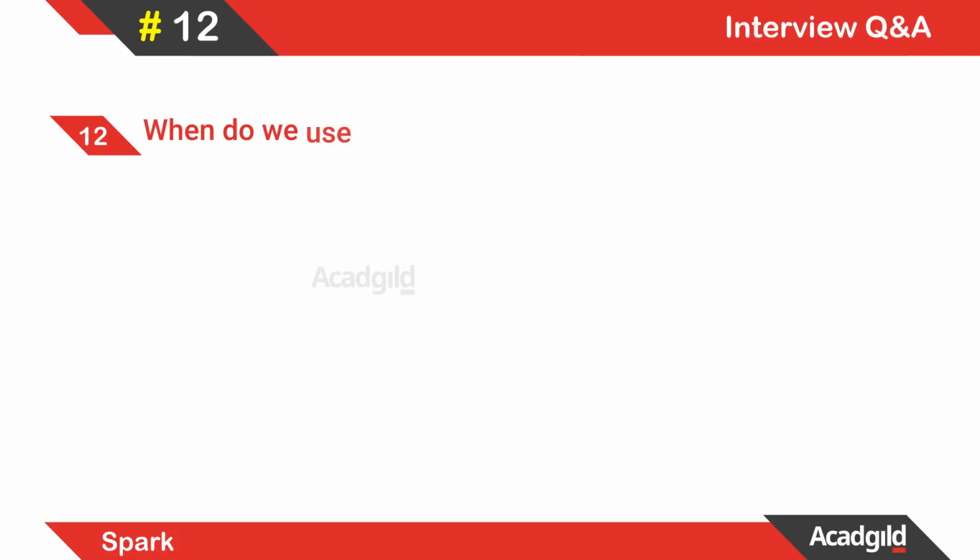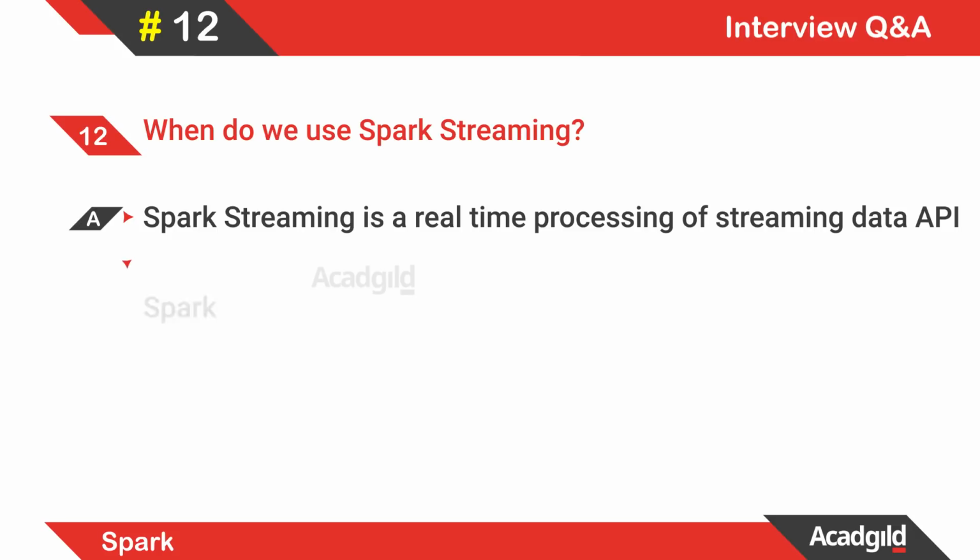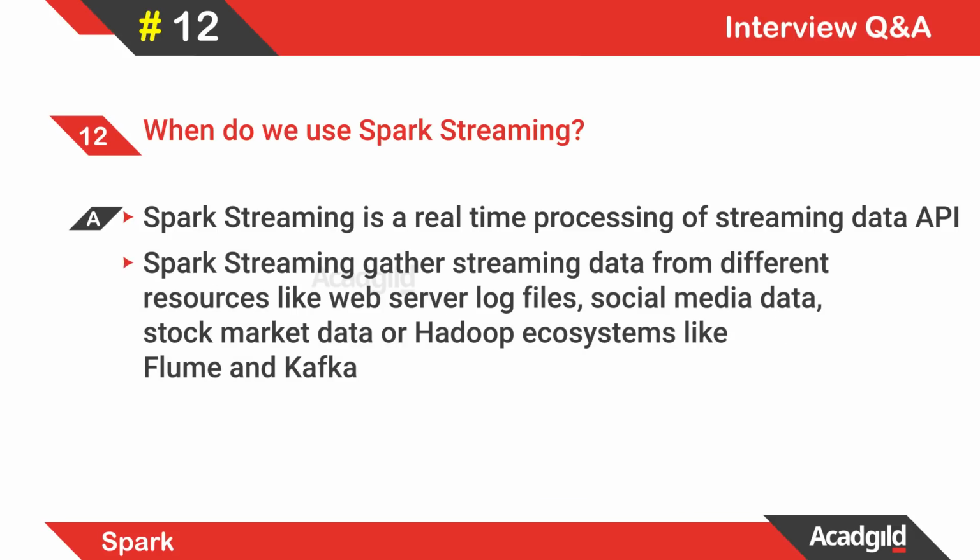So now let's try to understand when we use Spark Streaming. Spark Streaming is a real-time processing streaming API. Spark Streaming gathers data from different sources like a web server, log file, social media data, stock market data, or Hadoop ecosystem tools like Flume and Kafka. Whenever you are getting data in a fraction of a second, whenever there is a system which is generating data so frequently that you are supposed to process it within a second, then you should go with Spark Streaming. Whenever you are getting data from a sensor or a satellite or a web server log, Spark Streaming is a better choice than any other processing framework in real time.